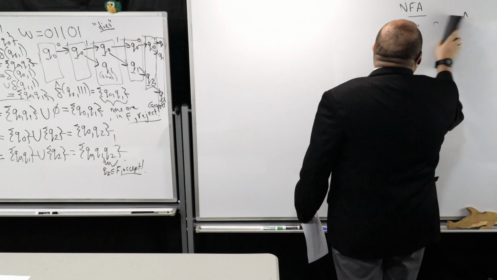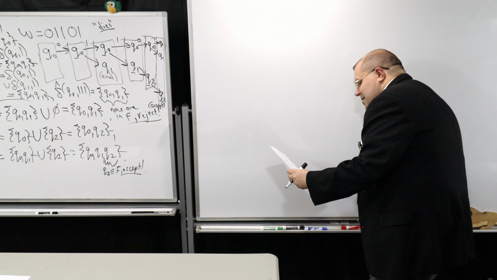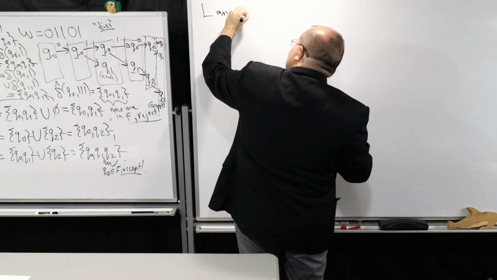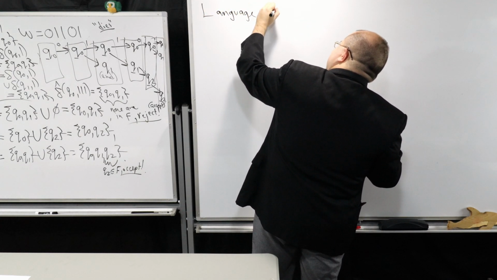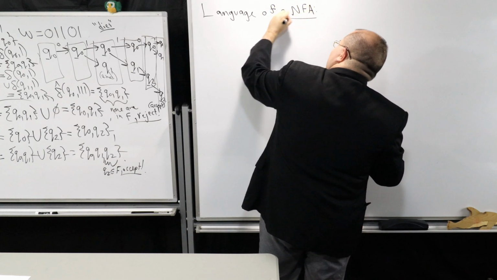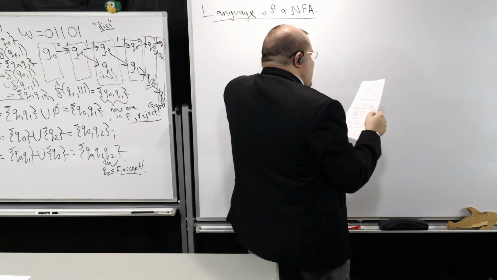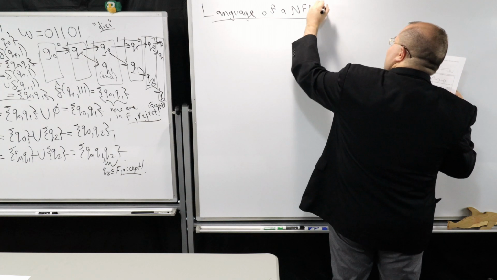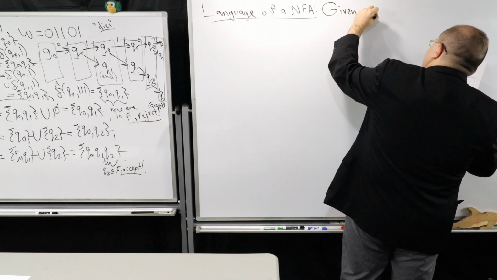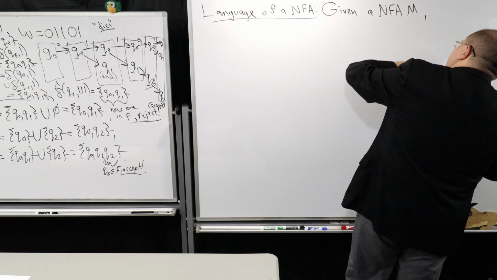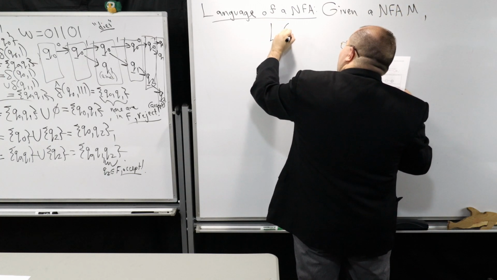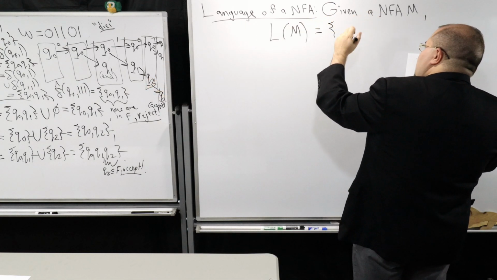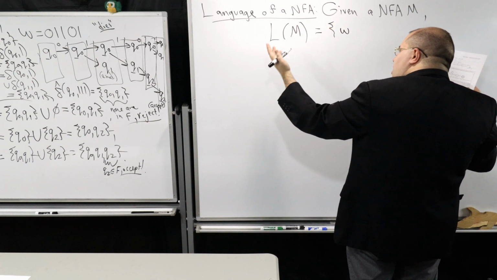Okay, so let's talk about the language of an NFA. So you might ask, okay, well, how do I know, if I give you an NFA, what is the language of that NFA? I gave you a formal definition the other day for DFAs. So given an NFA M, if I say L of M, I want you to take what we just described over there, and I want you to apply it to try to help me define the language of an NFA.